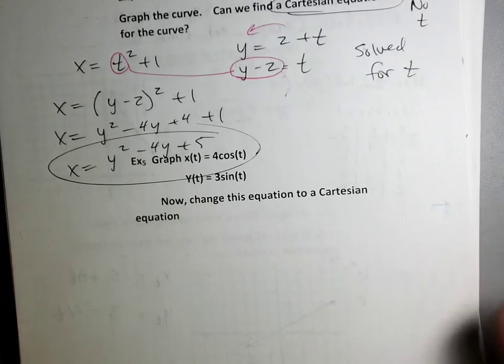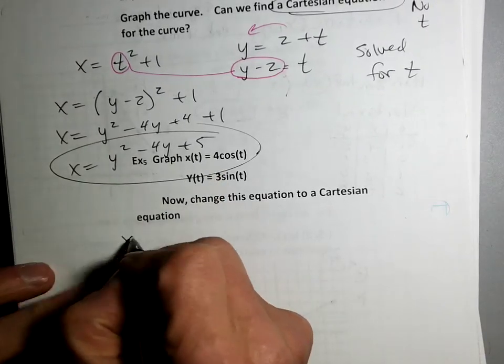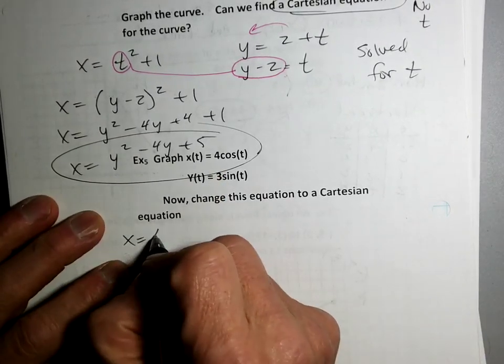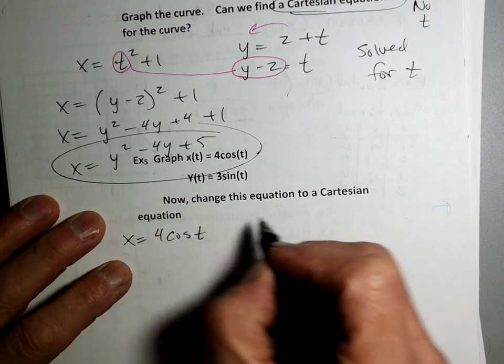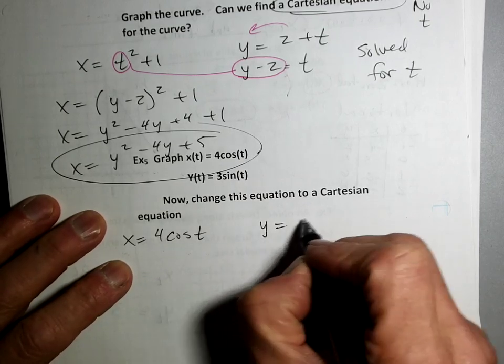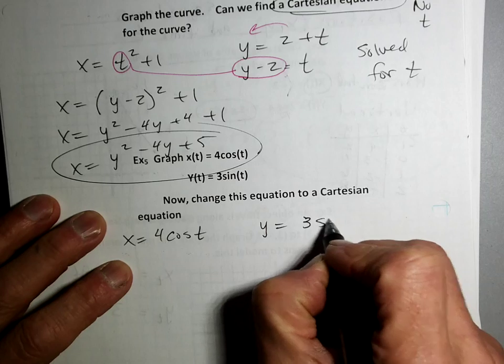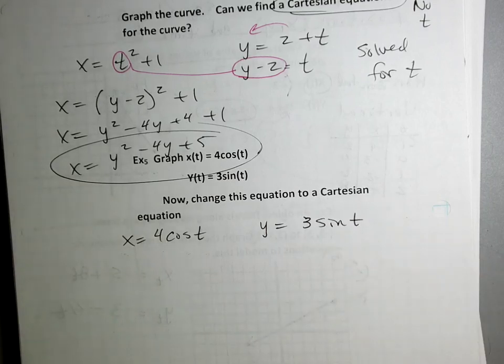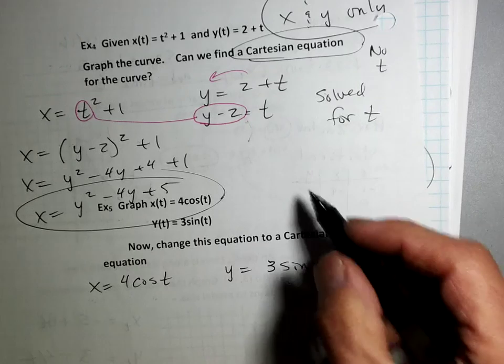Now, we've got x equals 4 cosine of t and y equals 3 sine of t. And now this one, I want to get rid of the t's, and dang it, it's inside cosine and sine. So how do I do this? Well, it takes a little trick, okay? And here's my little trick.